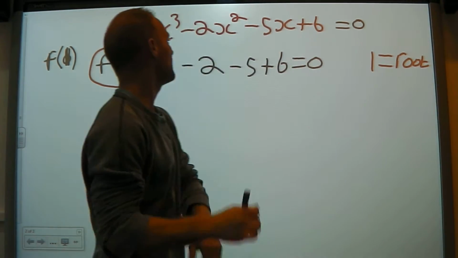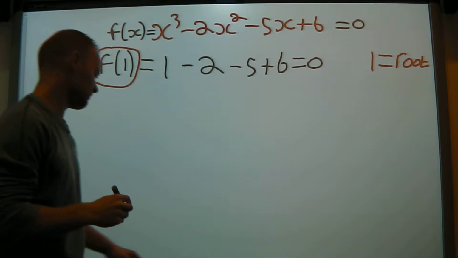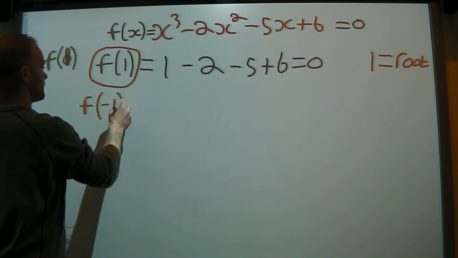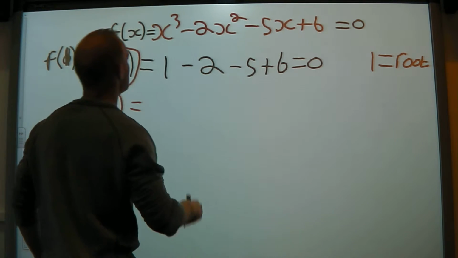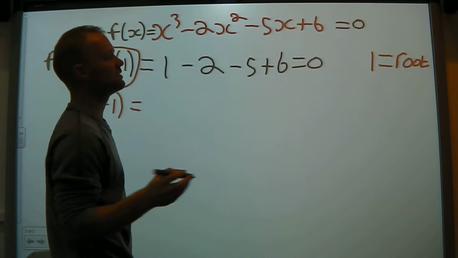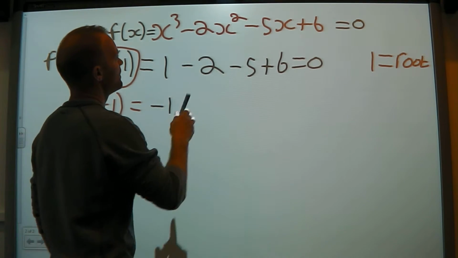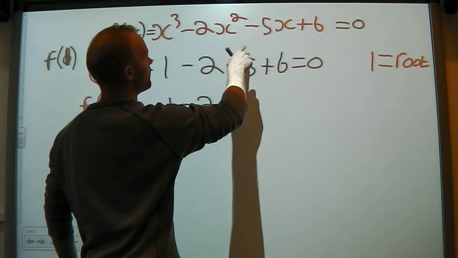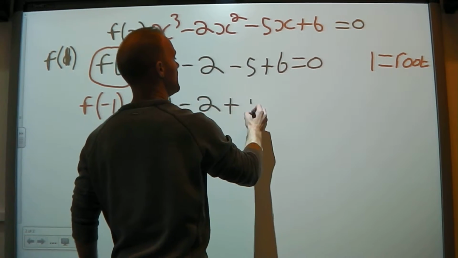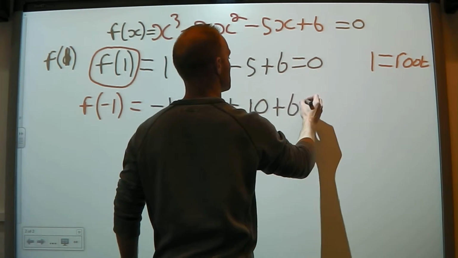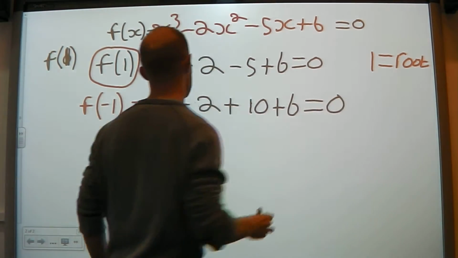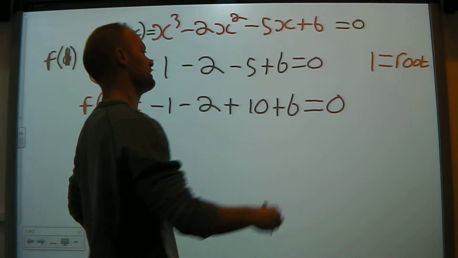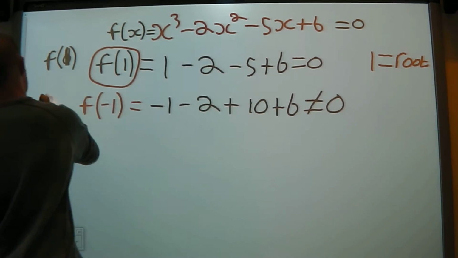Now, when we try 1, our next term we should try is -1. So f(-1). Now, -1 cubed is -1. -1 squared is 1, so that's just -2. -1 times -5 is +5 plus 6 is equal to 0. So is this equal to 0? Is 16 subtract 3 equal to 0? It's not equal to 0. So that's not a solution.